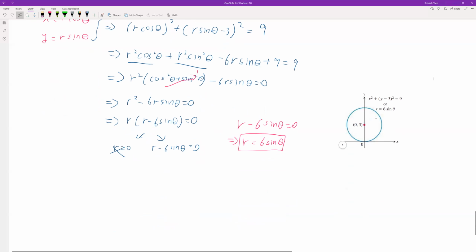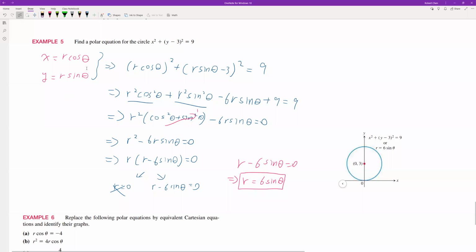Okay. Right? It's a circle with radius 3, center at 0, 3. Or we can represent it as r equals 6 sine theta. Right? They're both pretty nice forms, and it's just different ways of representing it. All right, so for example 5, we went from Cartesian to polar.